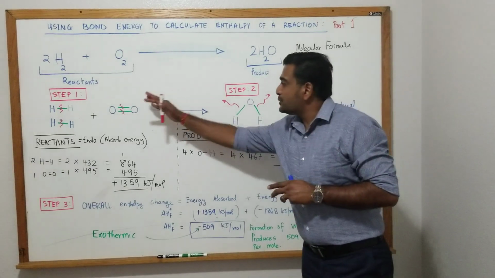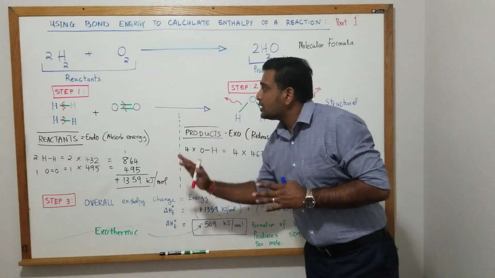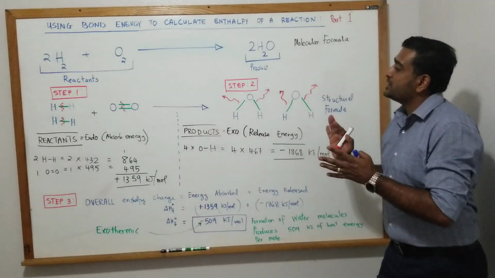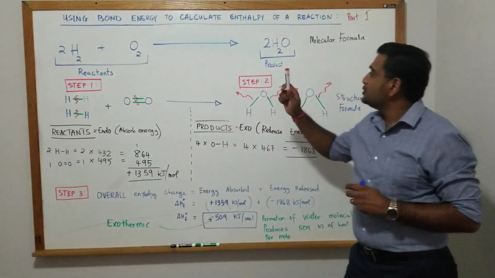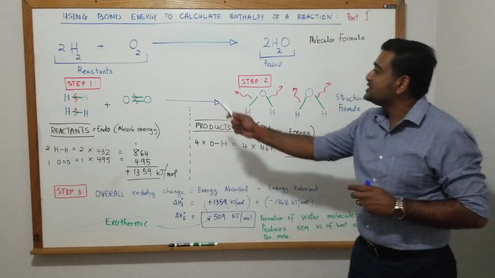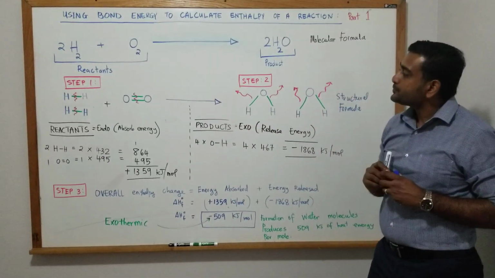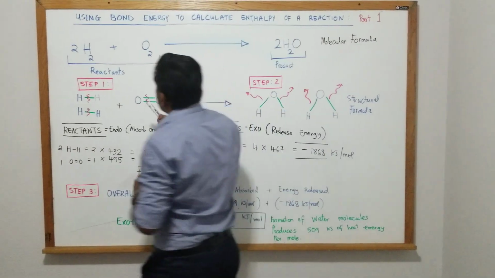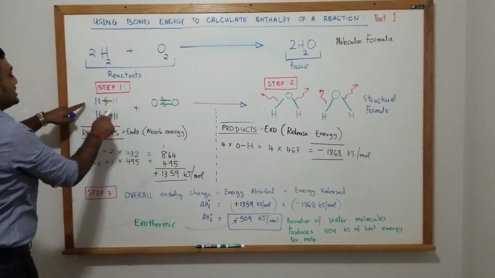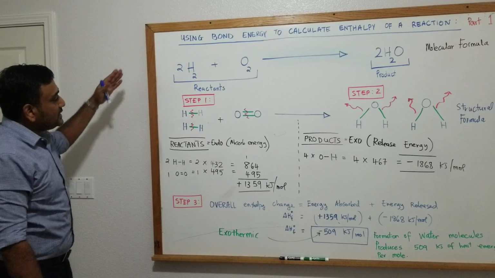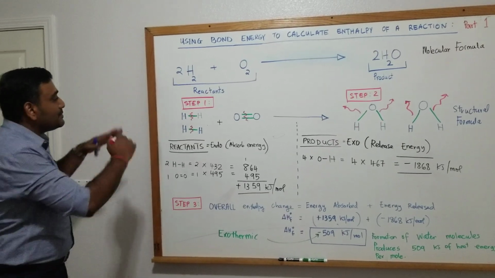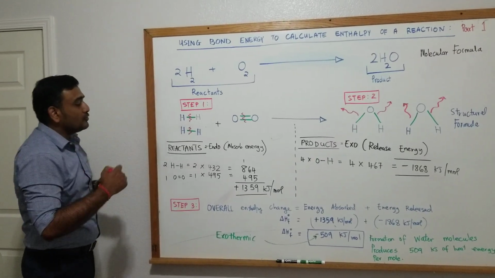There are three steps that we can take in order to calculate the total enthalpy change of this reaction. Step 1 is on the reactant side, step 2 is on the product side, and step 3 is dependent on step 1 and step 2. So for the first step, the two molecules of hydrogen are held together by a single covalent bond. They will take in energy from the surrounding and break the hydrogen to hydrogen covalent bond.